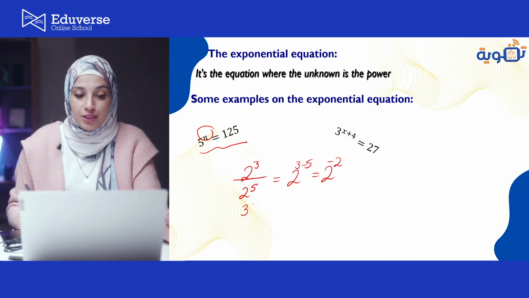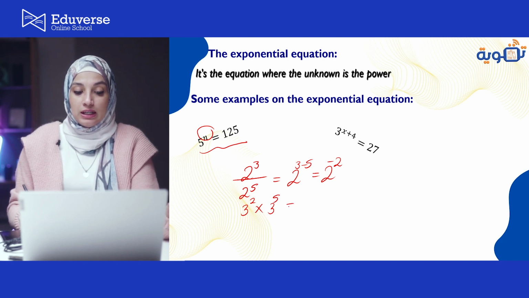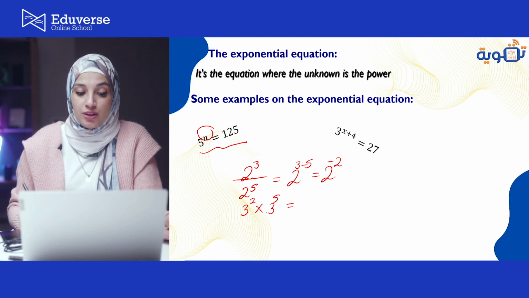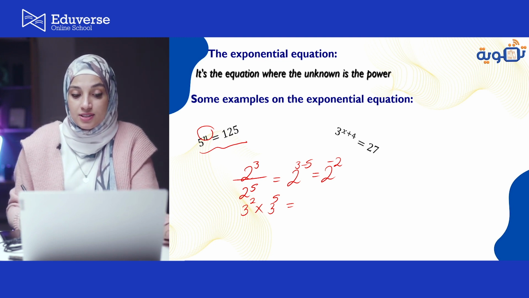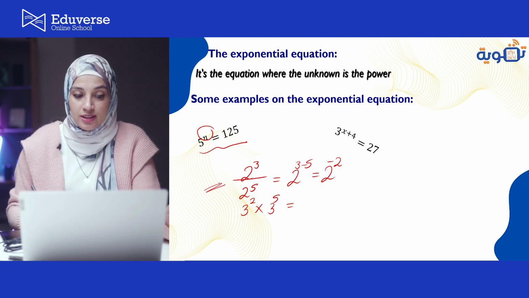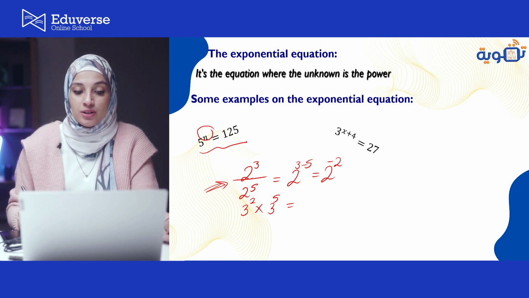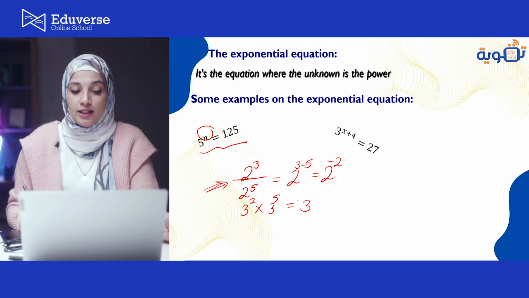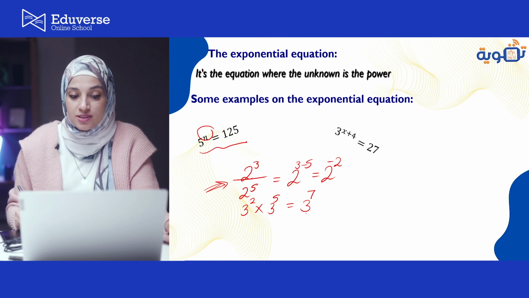Also, if you have 3 to the power 2 multiplied by 3 to the power 5. Here, since I'm multiplying them, you have to make sure they have the same base. And since they have the same base, you can add the power now. Since also here, as you can see, it's 2 to the power 3 over 2 to the power 5, I couldn't subtract the power unless they have the same base. Since here they have the same base, I now easily can add the power. 2 plus 5 equals 7.